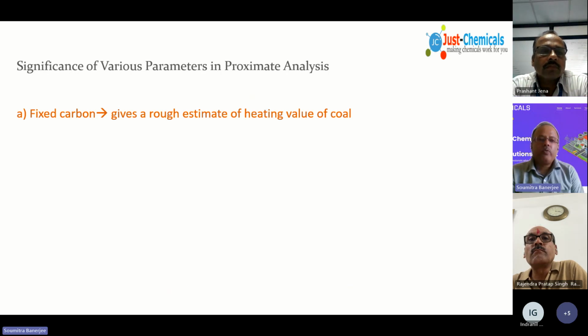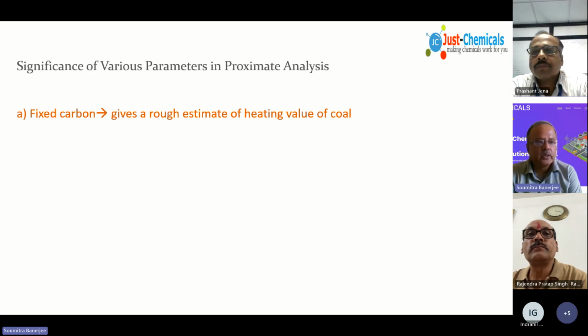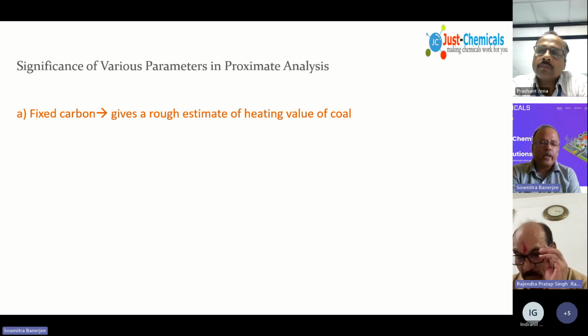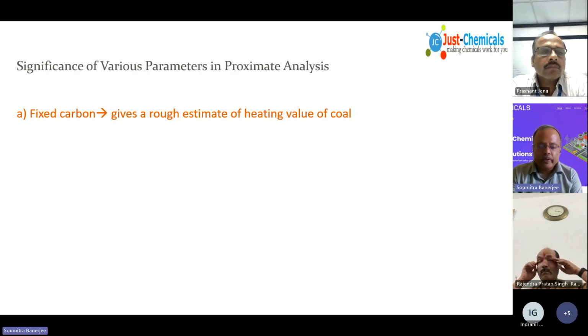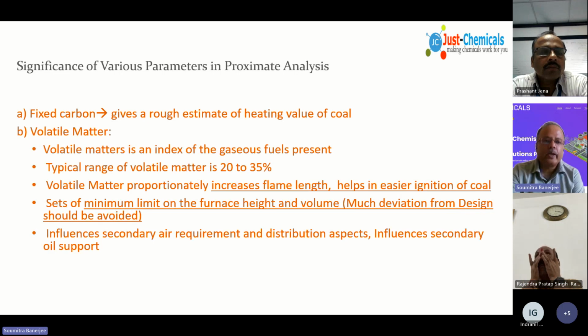So now we are going to talk about the fixed carbon which you get from your analysis. This gives you a rough estimate of heating value. You have seen in the Excel sheet which I'm going to supply you. I'm going to supply you both theory and Excel sheet so that you can match anywhere you have any doubt. You can come back to me. So this gives you a rough estimate of the heating value of the coal in kilocalories.